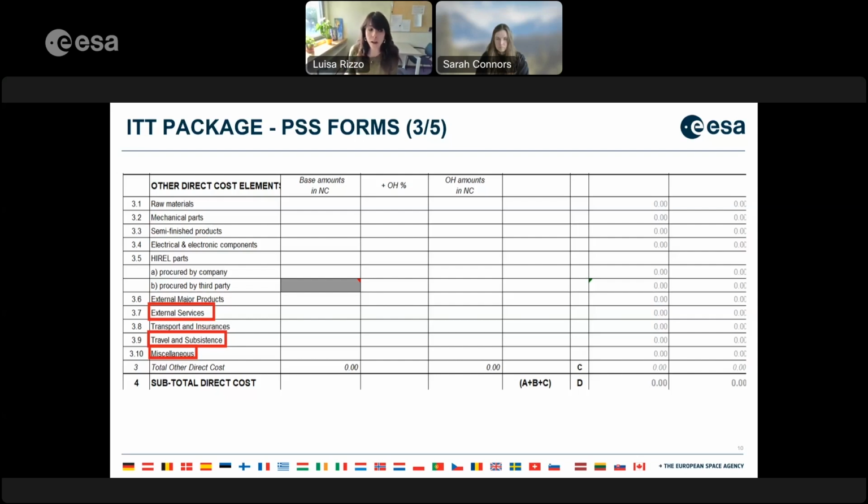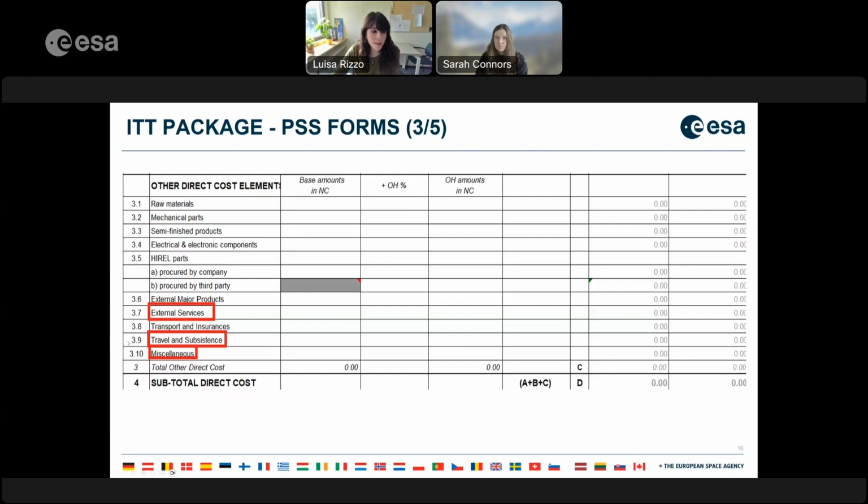And the same goes for the line 3.10, the so-called miscellaneous cost. The fact that we allow bidders to claim miscellaneous costs doesn't mean that we don't ask for details of this cost. So please make sure you list and make a clear explanation of what's in this cost. I mean, what you're going to buy and obtain from this line cost. So the more information you provide, the clearer the evaluation will be done by ESA.